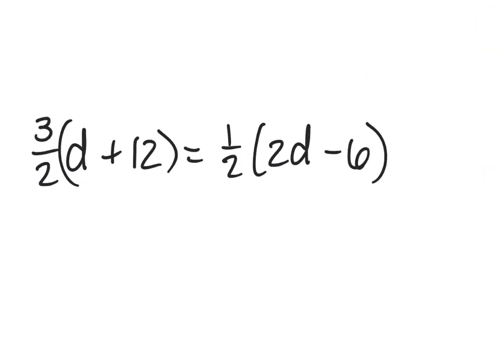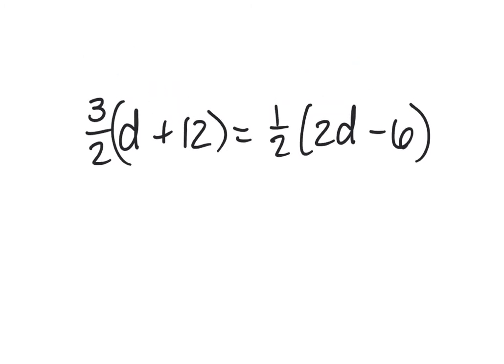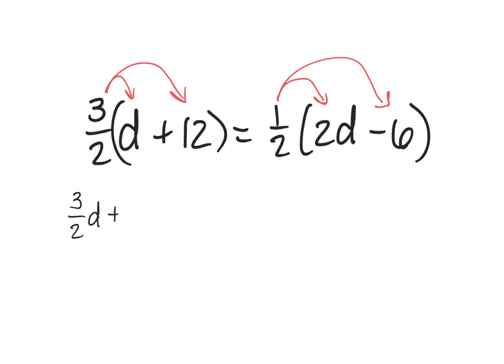Okay. So first things first, guys, distribute those fractions. We're going to take the 3/2 and distribute it to the d and to the 12, and we're going to take the 1/2 and distribute it to 2d and to minus 6, okay? From here, we've got 3/2 times d plus 3/2 times 12 equals 1/2 times 2d minus 1/2 times 6.